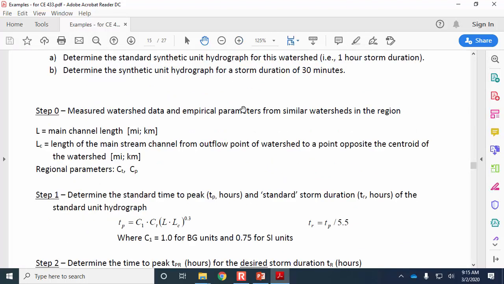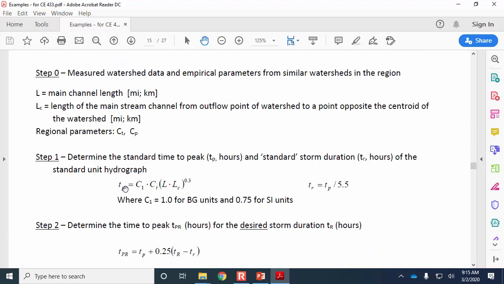The first step is you're finding the time to peak by using the regional parameters, and the equation is slightly different depending on if you're using SI units or British gravitational units. And so you'll notice here that I've defined that if you're working in BG units, you use miles. SI units, then you'd substitute in kilometers for the main channel length and for the length of the stream channel, the centroid length.